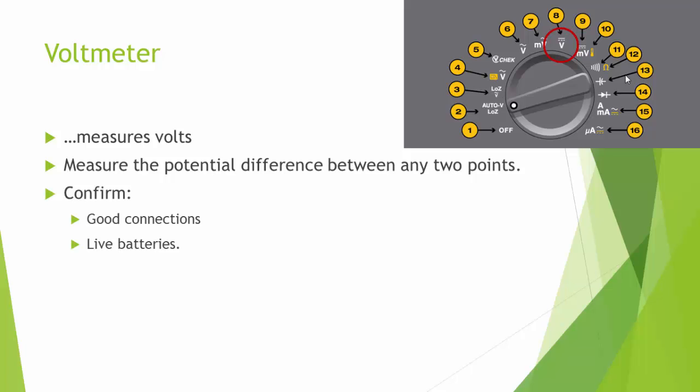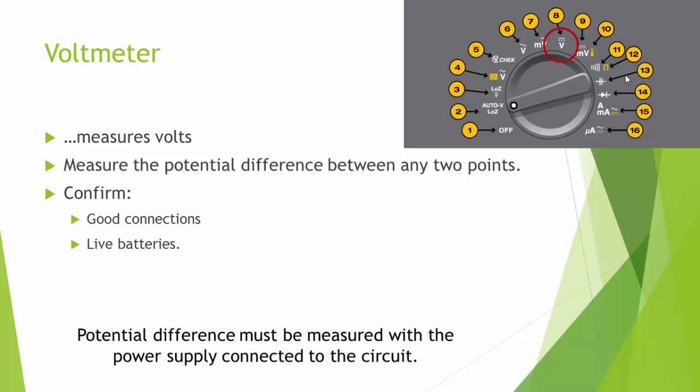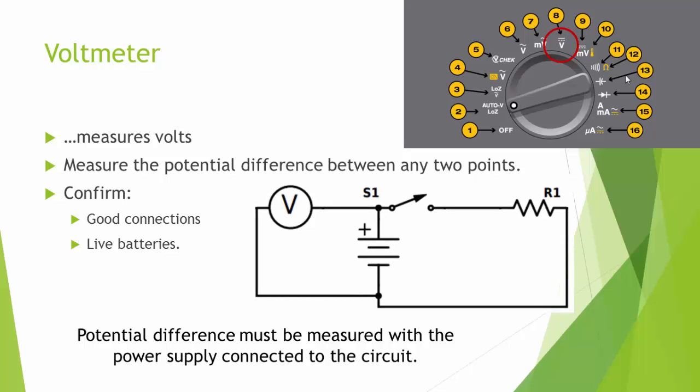So with this, you can confirm that you've got a good connection, that you're getting power to a given component. You can confirm that your batteries are live. Notice though, potential difference. There's no potential difference if there's no power supply connected to the circuit. So you need to make sure that the power supply is connected to your circuit. So in this case, we can see what we've done is, sure, the switch is turned off. That's fine because we're only measuring on the sides of the battery.